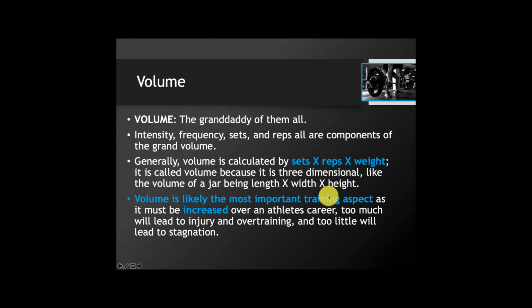Volume is likely the most important training aspect that we will be talking about because it must be increased over a person's career or an athlete's career in order to get the best performance we can out of that individual. Now, volume can be detrimental as well. If we give someone too much volume, they can become injured from overtraining. Or if we give somebody too little volume, then we may not hit the mark with performance. So keep all of that in mind.